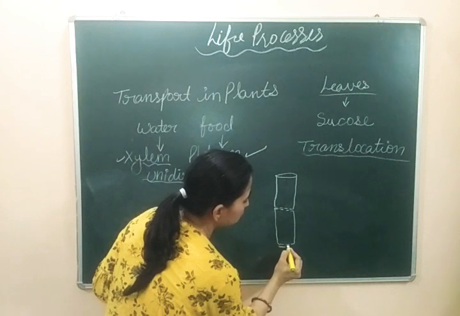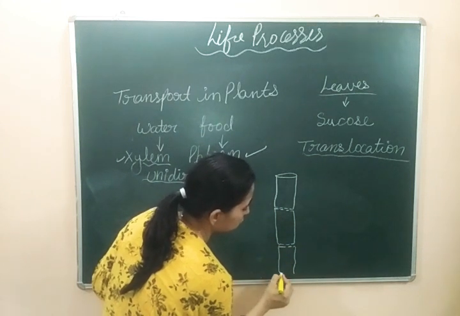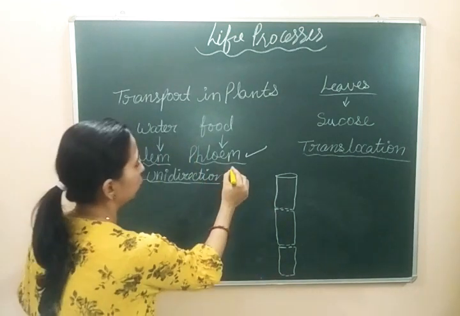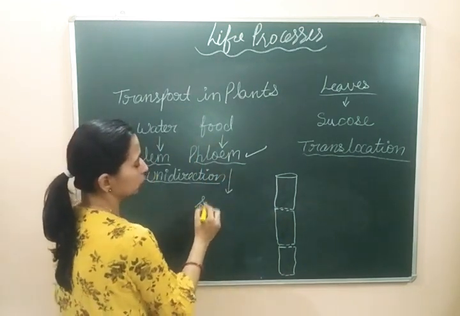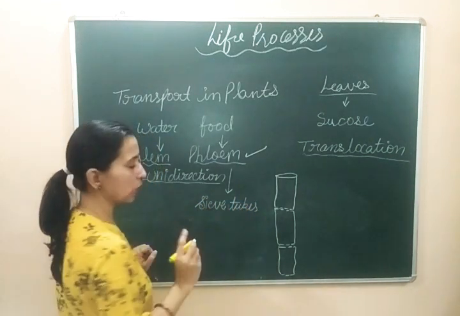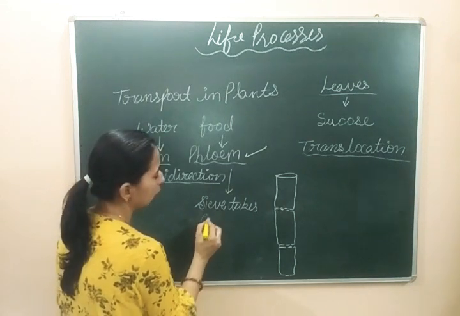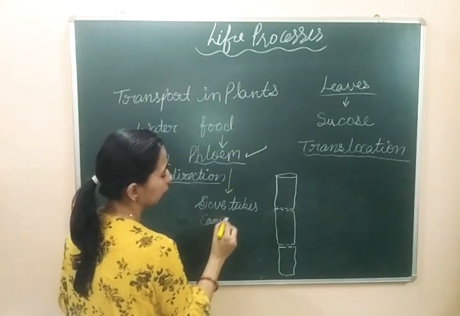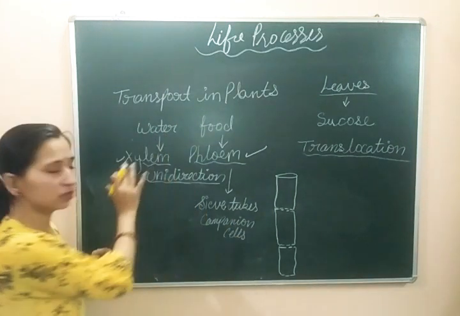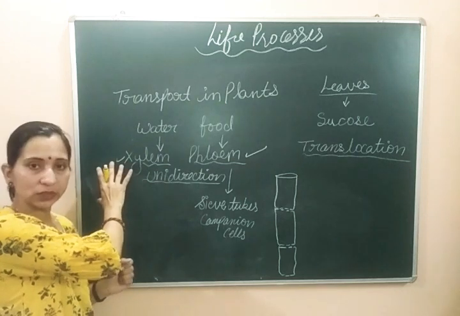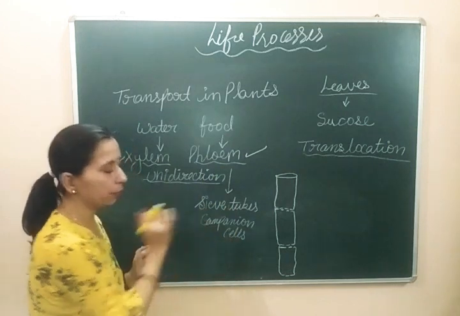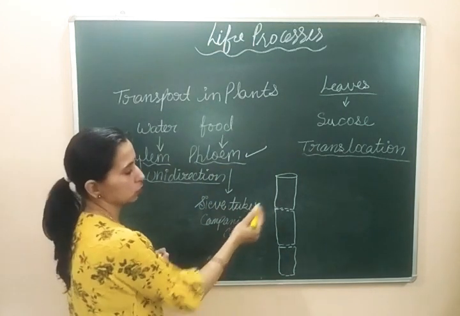So here we have drawn the phloem cells. The cells of the phloem which help in the transportation are two types of cells. यहाँ पे दो तरीके की cells होंगी phloem की जो transportation में help करेंगी. First is sieve tube cells, and another is companion cells. These are the two cells which help in the transportation. Here in the case of xylem, you also know that tracheids and vessels help in the transportation of water. In the case of phloem, sieve tubes and companion cells help in the process of translocation.